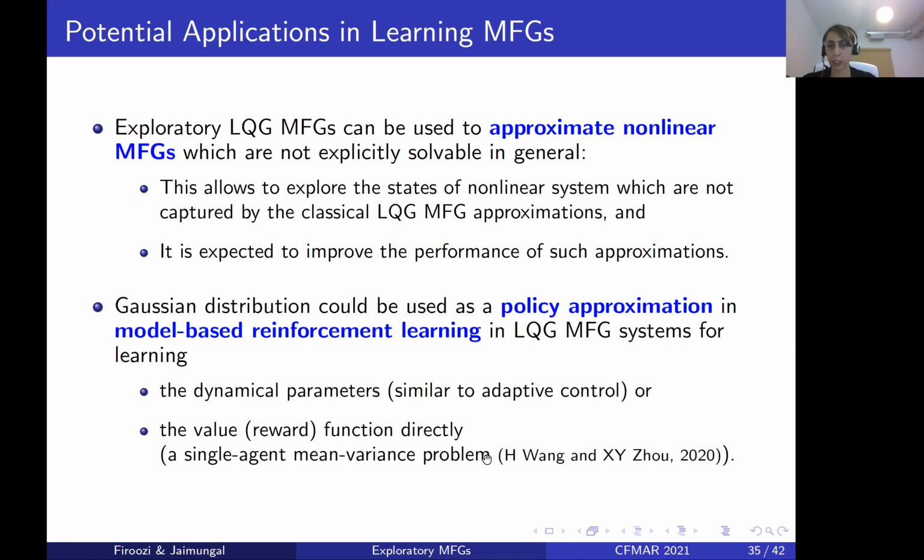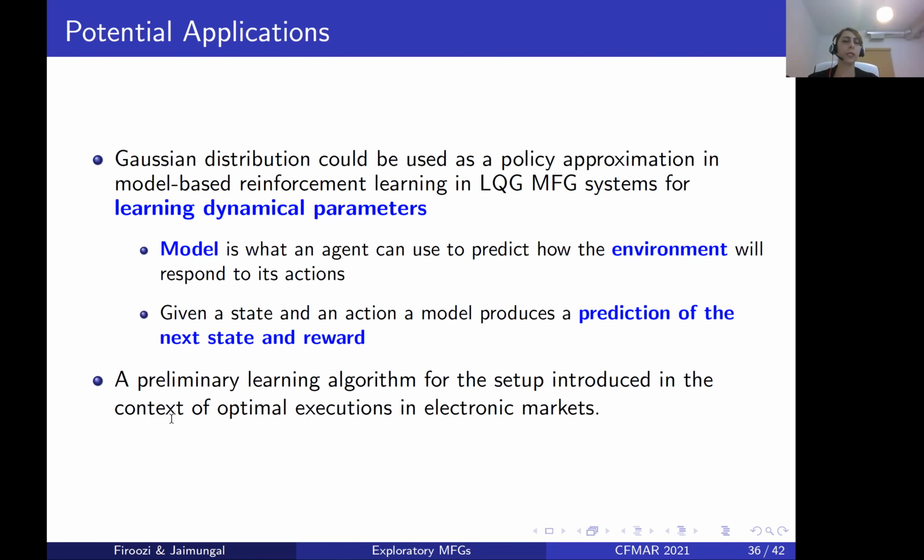In fact, in the work in this reference, this has been done for a single agent mean-variance problem. They used the entropy-regularized LQG system, not in a mean field game setup, but they were able to learn the value function of the agent using this action policy. I want to spend a little bit more time on the second application and shed some more light on it. When I'm talking about model-based reinforcement learning, by model, I mean whatever an agent can use to predict how the environment will respond to its actions. Given a state and action, a model produces a prediction of the next state and reward.